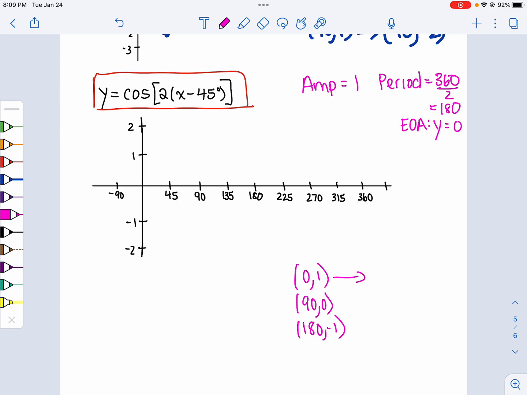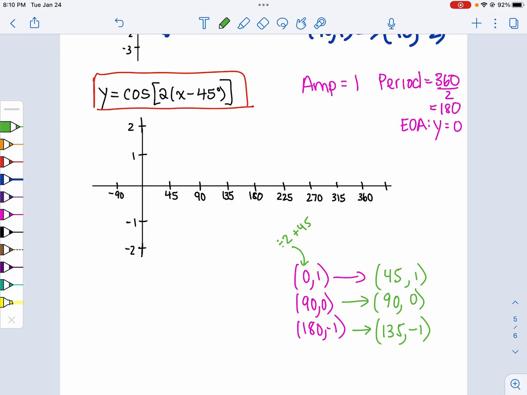So what I'm going to do for this one is I'm going to take all my x values and divide them by 2 or multiply them by 1 over k, however you want to think about it. And I'm going to add 45 because I know they're getting shifted 45 to the right. So 0 divided by 2 is still 0, and then add 45. So I'll be at 45 and 1. This one, 90 divided by 2 is 45, plus 45 is 90. Then 180 divided by 2 is 90, and 90 plus 45 is 135.